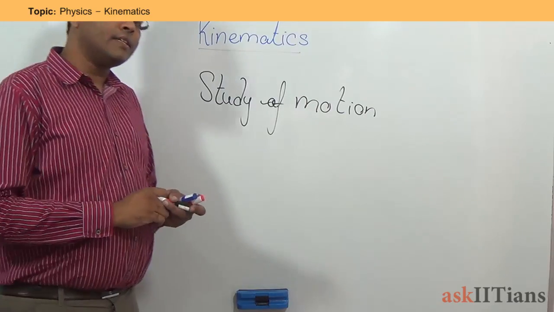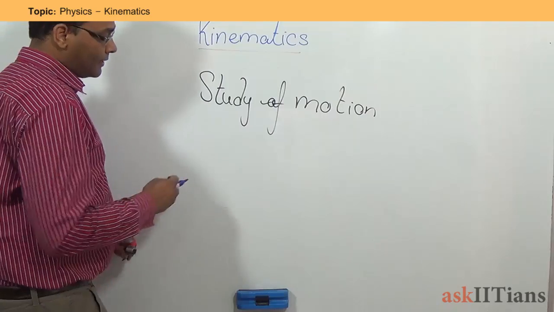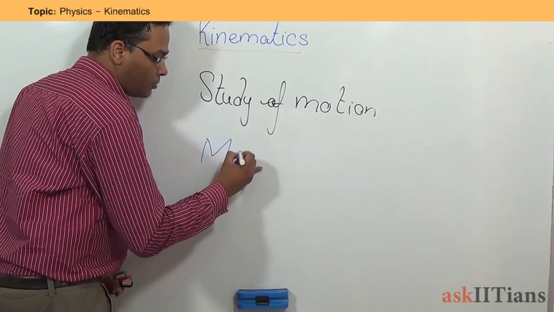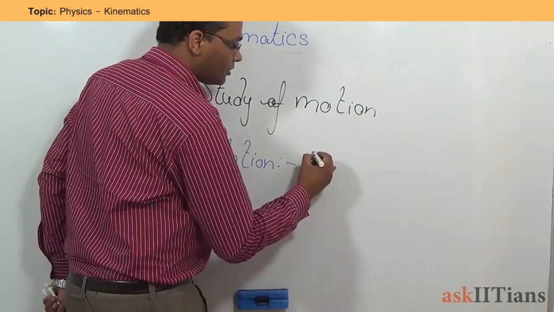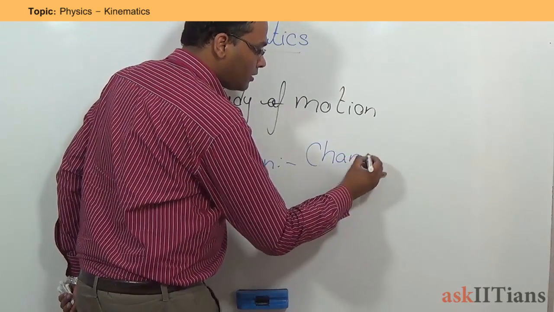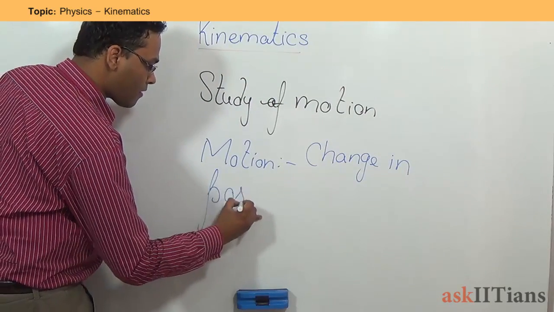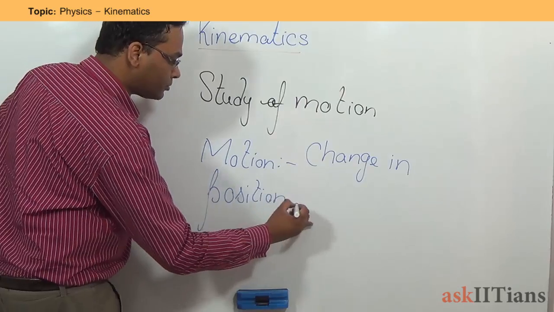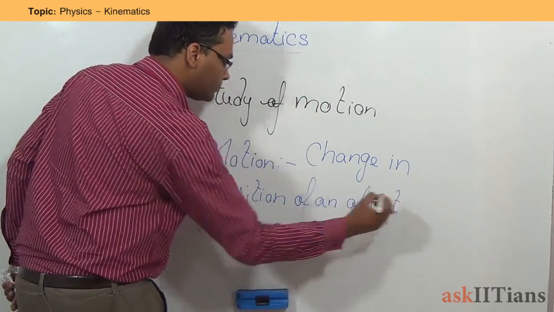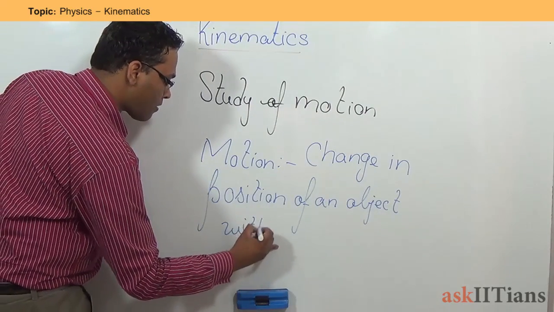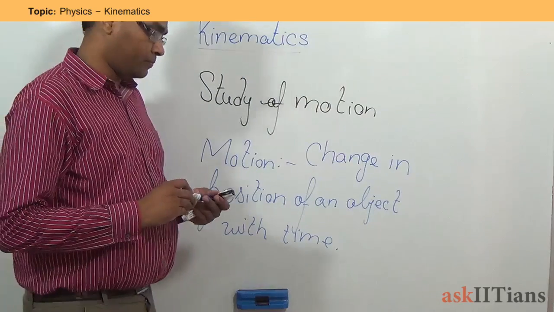So when we talk about study of motion, what does motion stand for in that case? Let me put that here as well. So motion basically represents the change in position of an object. So it's equal to the change in position of an object with time. So this is how motion will be defined.